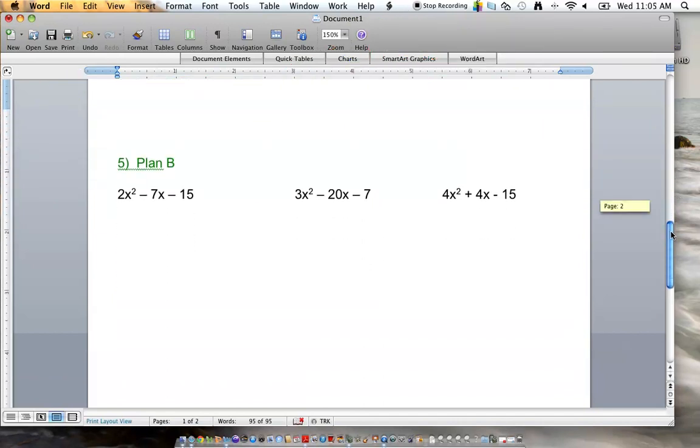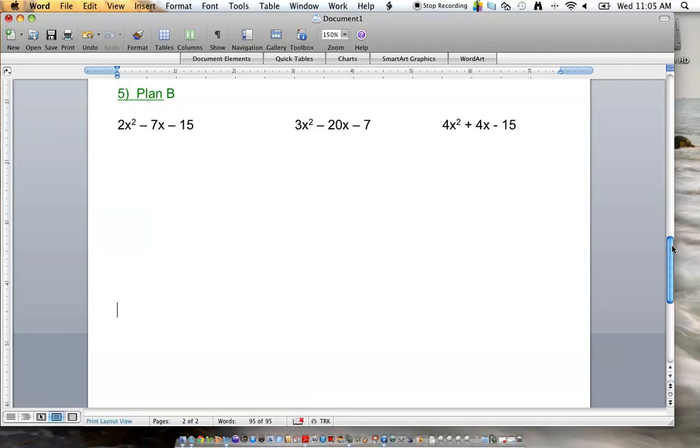Plan B. To do Plan B, what I do is I notice right away that it has a lead coefficient other than 1. When it has a lead coefficient other than 1, like on the previous examples, I look to factor that out. Can I pull a 2 out of these? No, I cannot. I cannot pull an x out of these. So at this point, you might say, uh-oh, spaghetti-o, I'm stuck.